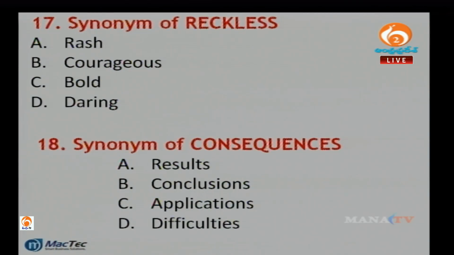2 more questions. Synonym of reckless, reckless driving. So synonym of reckless means, the moment I said driving, you could figure the correct option is A, rash. The synonym of consequences. Consequences means results. It's not conclusion. So a lot of people mistake that with conclusion. No. Consequences means what are the consequences of not working hard, or what are the results of not working hard. So option A is the correct answer. Synonym of consequences is results.